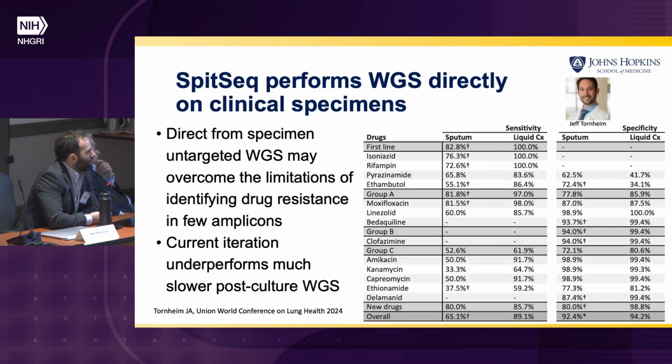I'll briefly talk about my colleague Jeff Tornheim's work, who is trying to perform whole genome sequencing directly from clinical specimens rather than amplicon sequencing, so that there's more data to evaluate for resistance to these newer agents, for example delamanid, bedaquiline, and linezolid, which have traditionally not been very easily detectable by these other technologies. Currently it's not quite there, but it's a work in progress, and I think there's hope that we can use this information to more rapidly guide therapy for this disease, which is oftentimes very difficult to treat.